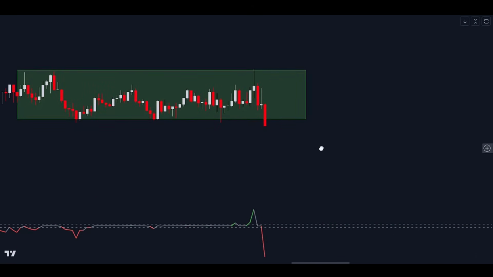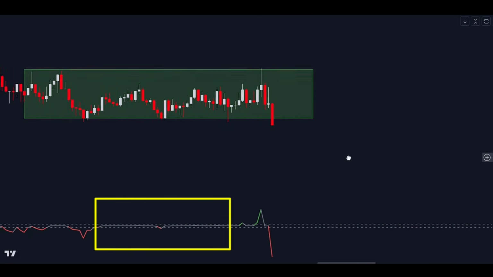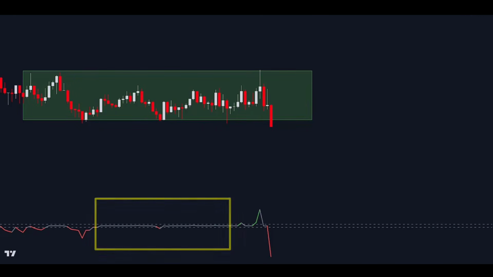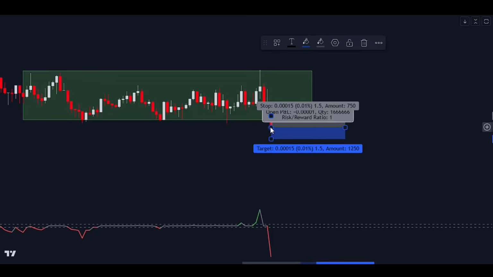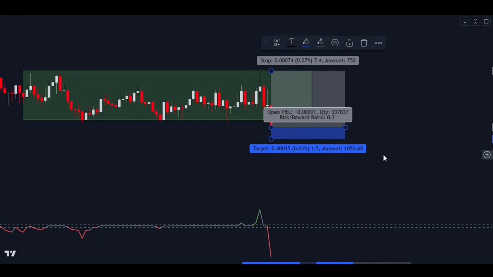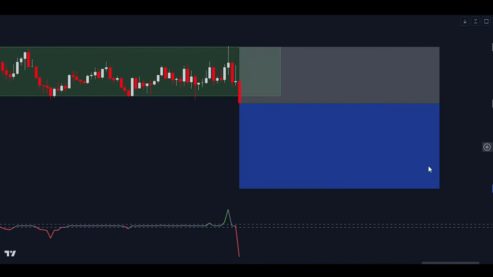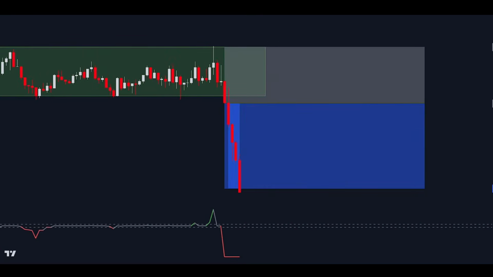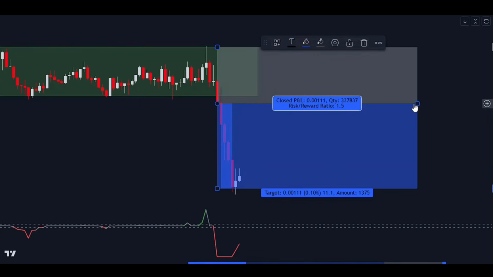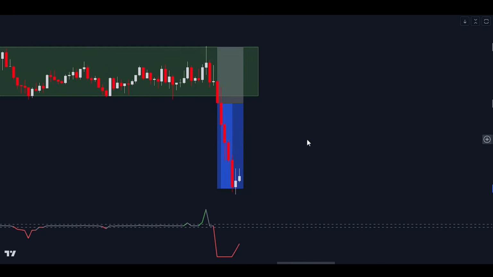Picture this, you've got this gray oscillator chilling between those upper and lower levels, right? That's your telltale sign of a ranging market. And when that bad boy decides to break out of those levels, boom. That's your cue to potentially snag some profits.